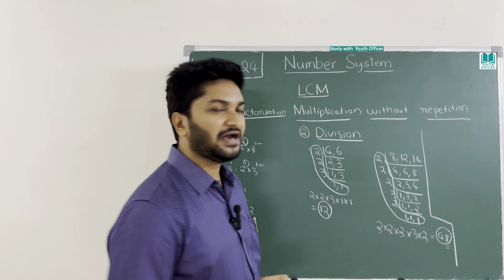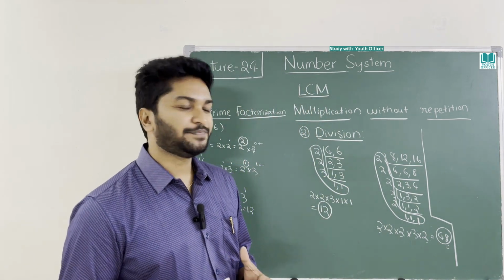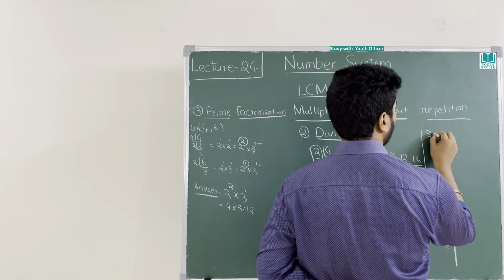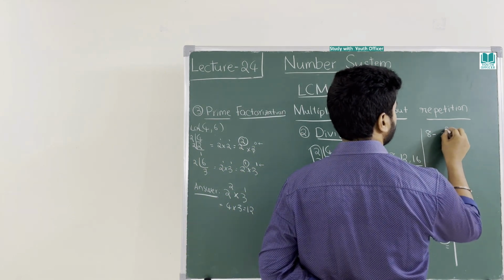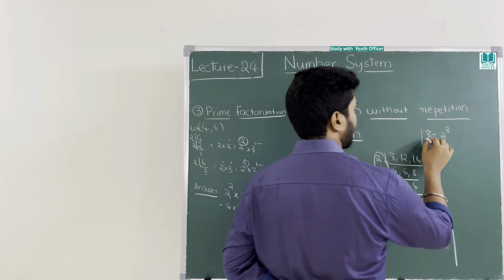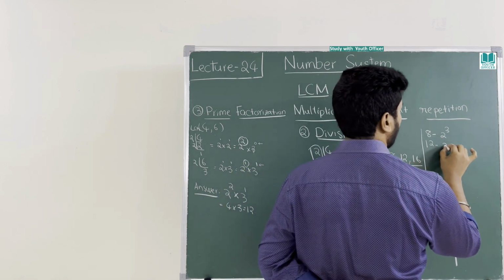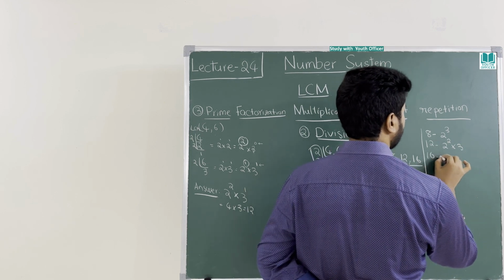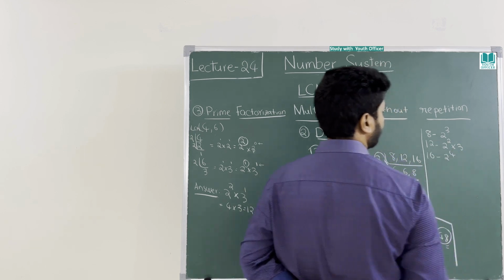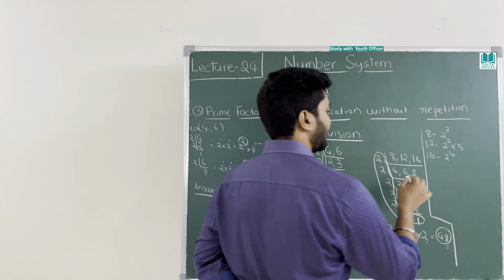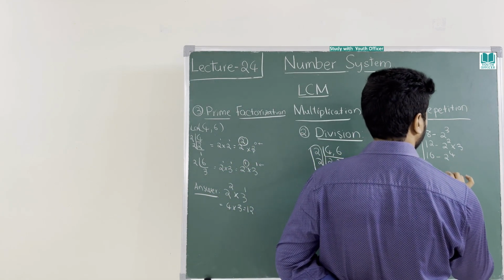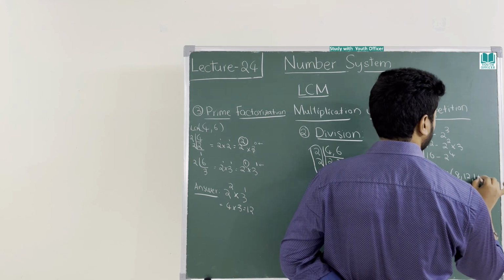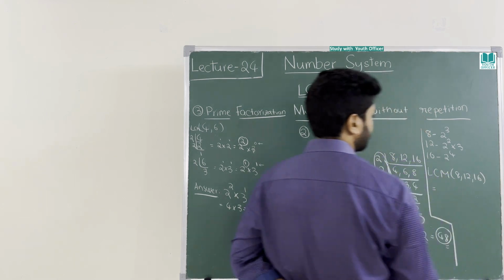Okay, because prime factorization won't take more space. It will take very little space. If you take 8, I know directly I am writing this is 2 cube. If you take 12, this is 2 square into 3. If you take 16, this is 2 power 4. If you want to find the LCM for 8, 12 and 16, what is the answer?